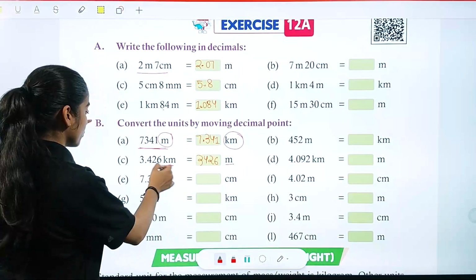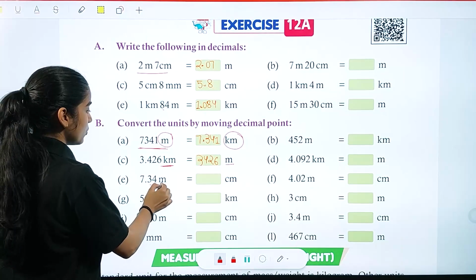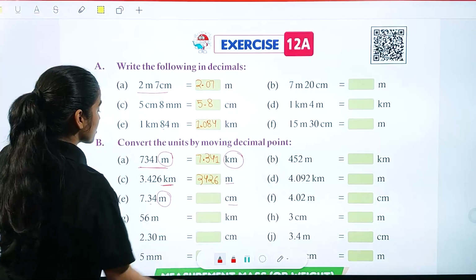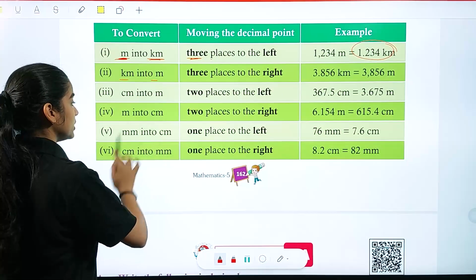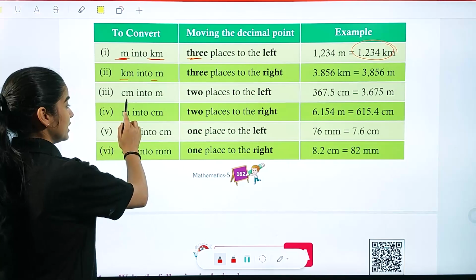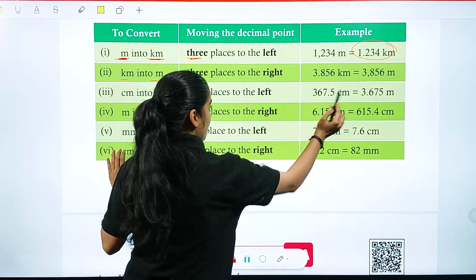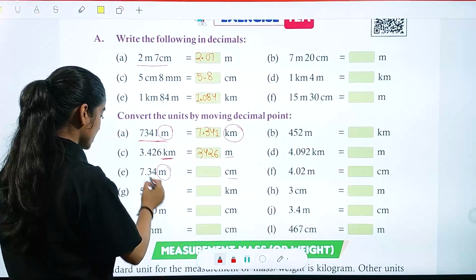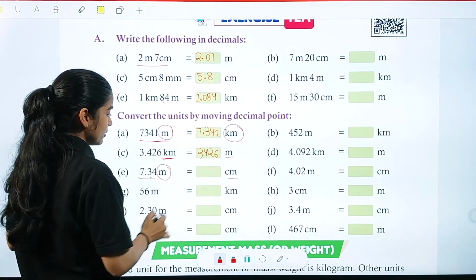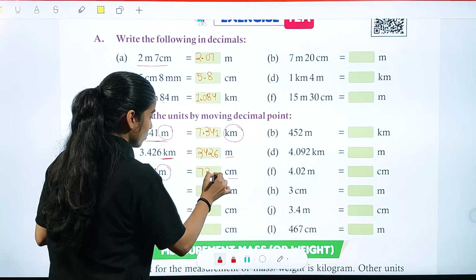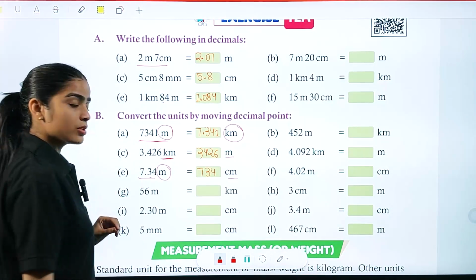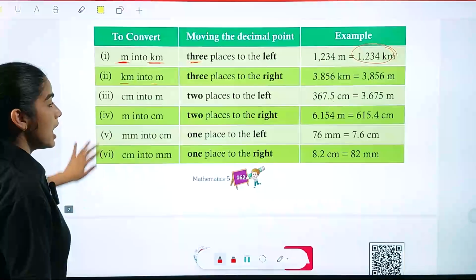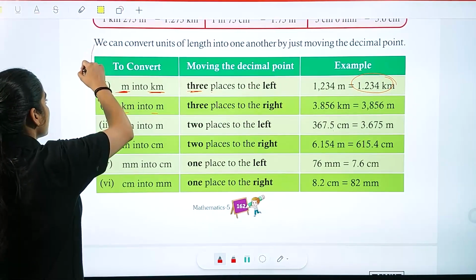Same we will do here. Now 7.34 meter into centimeter. When we have to change a bigger unit into a smaller one, we have to shift the point towards the right-hand side. So 7.34 will be 734 centimeter. Centimeter into meter, 365.5 will be converted to 3.655. In the same way you can do the rest of the parts as I do. You can take an idea from this table for your conversion.